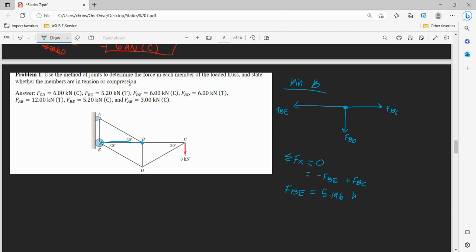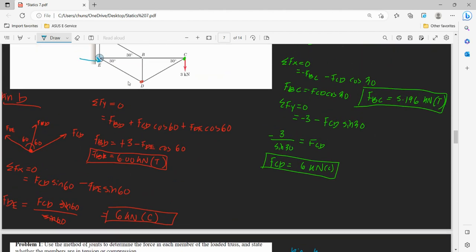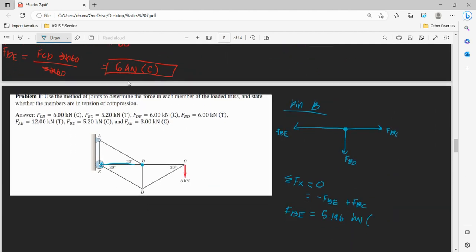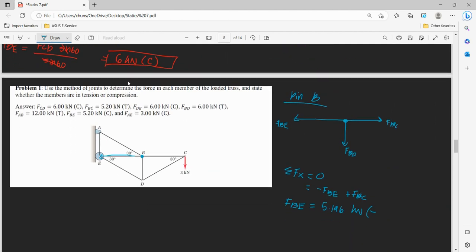5.196 kilonewtons, and this will be in... I'm not sure why that would be in tension. Okay, I believe this is going to be in tension because our other answer was in tension, and since they're equal, that would be the case. So I think this answer key might be wrong. Let me know if you think otherwise, and I can fix that.